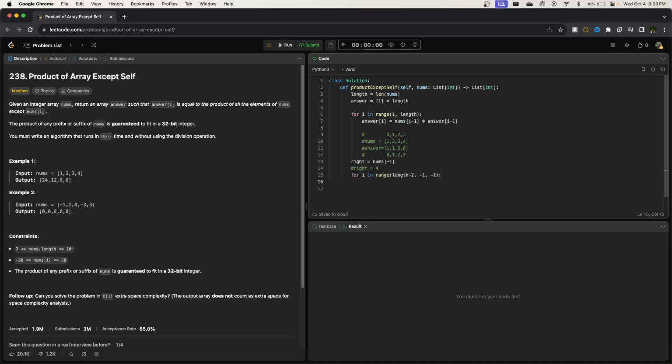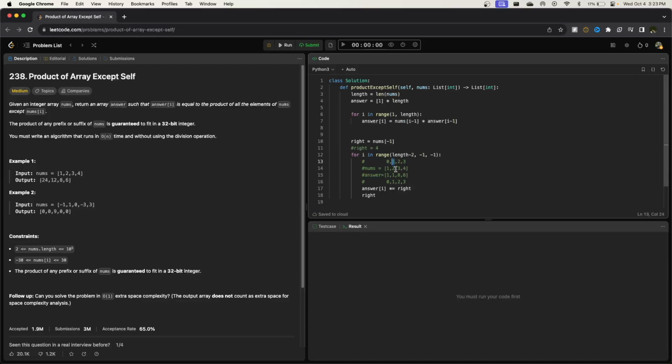And now we want to set answer at i. In this case, since we're going in reverse, we're starting at 2, right? Length is 4, minus 2 is 2. So we're starting at 2. And what we want to do is answer at 2, we multiply times right, which is 4. So we're getting the right values, right? So answer at 2 multiplied times right, which is 4, and then we get 8.